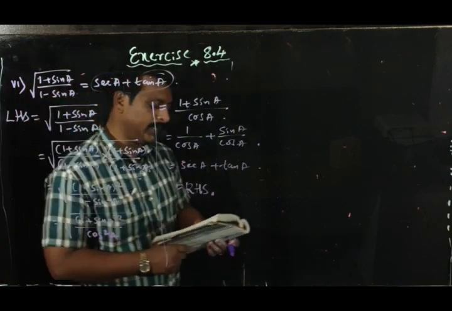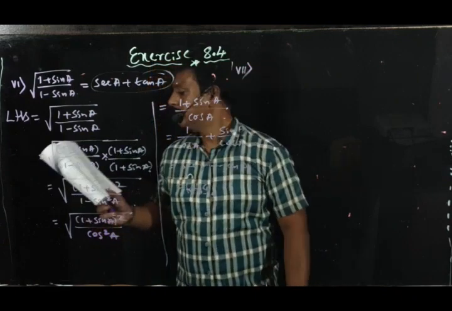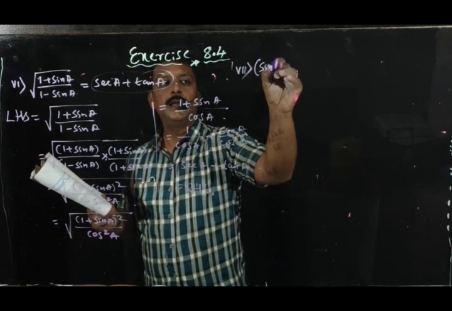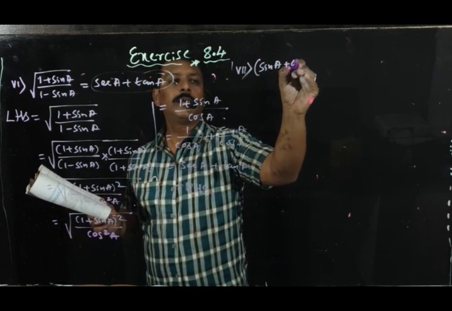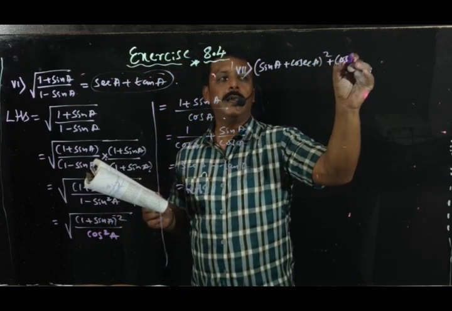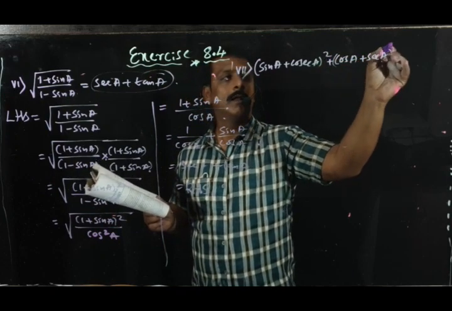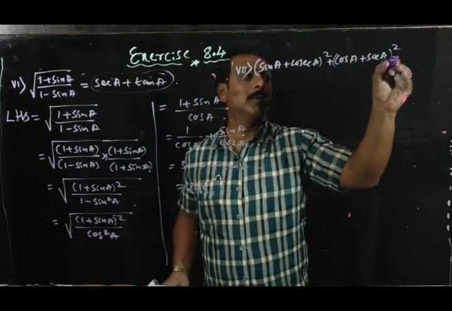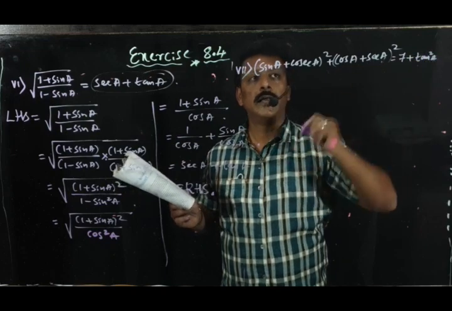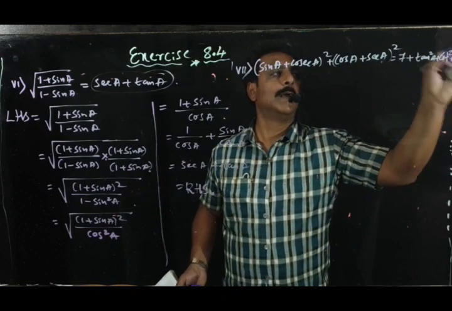Next, I want to take you towards 7th one. 7th question. It seems to be lengthy. So, first bracket, sine A plus cosec A whole square plus cos A plus sec A whole square given. We have to prove 7 plus tan square A plus cot square A. This is our target.